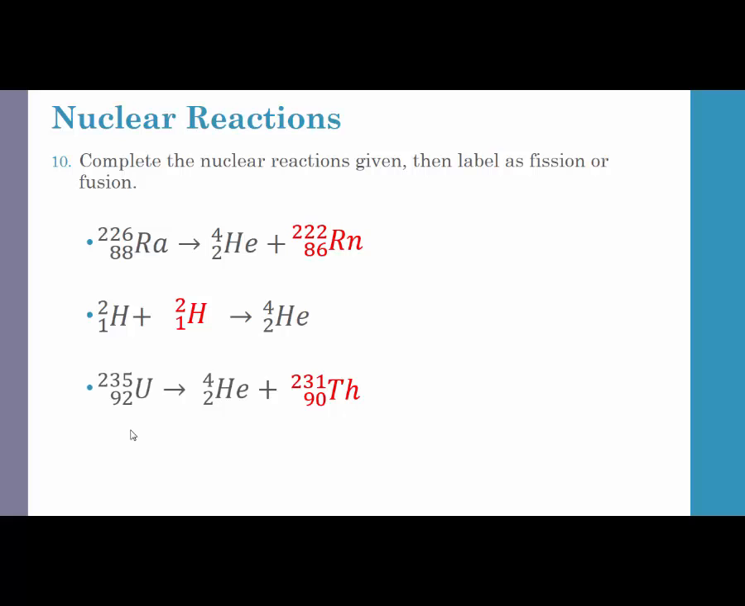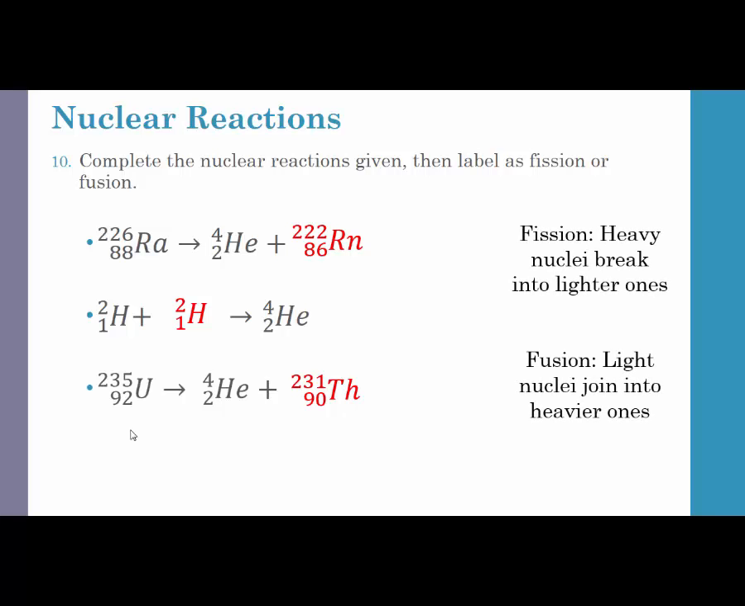So as far as which one is fission or fusion, fission is where a heavy nuclei breaks apart to make lighter nuclei. And fusion is where those light nuclei are fused together to make heavier ones. So if we look at the first one, we're starting with a heavy atom. The mass number is 226, and it's breaking apart, and we're releasing that alpha particle. So this is fission.